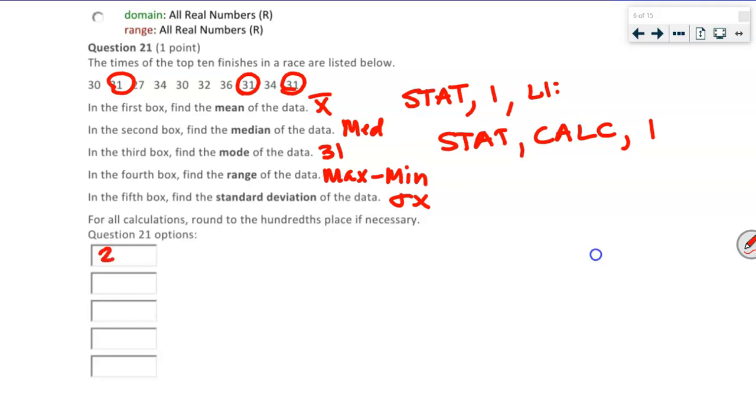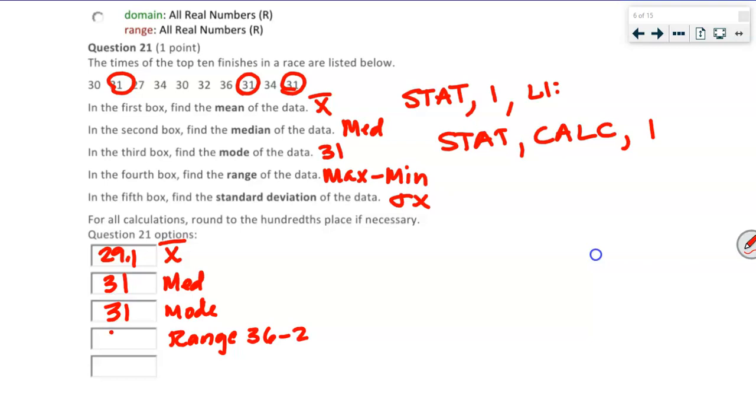So this was 29.1. That was our x with the line over it. Median was 31. Mode was 31. Then we had the range, and again we're going to subtract. What I did for here was 36 minus 2, which was 34. And then the standard deviation, which was this one, is 9.2244. Okay?